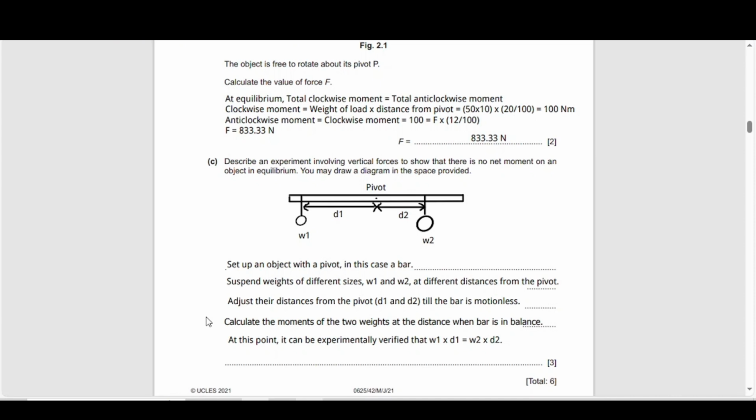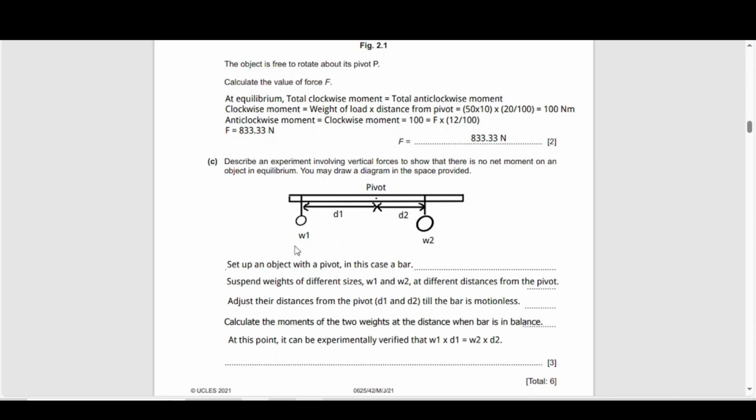And then essentially, the object is in equilibrium when it's balanced, when there's no movement on any side, when there's no turning effects on any side. Then at that particular point, if you calculated the moments of the two forces that are acting on the object, which are making it turn in different directions, they have to be equal. So that's what we've done here. We've got essentially a bar with a pivot. So set up an object with a pivot, in this case, this bar.